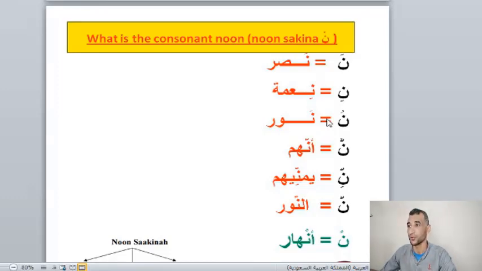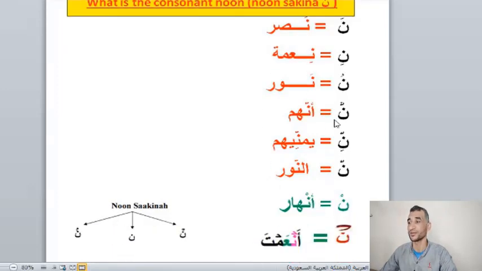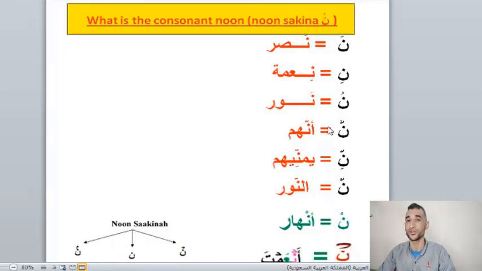Here, at the 4th word, you can see the letter noon with shadda and a fatha on it. So it is an emphasized or stressed letter, and you should pronounce it like anna with ghunna on it, okay?